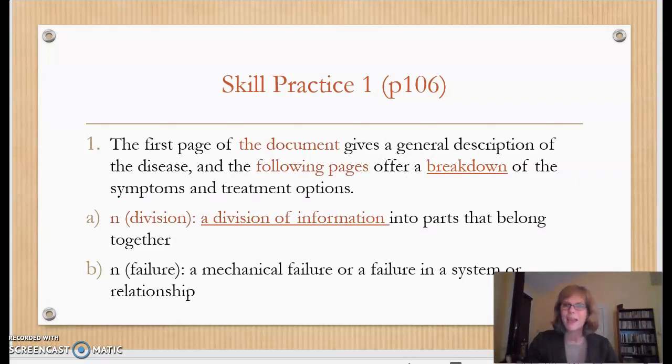So I would choose A, and I would say really the key words that gave me the clue were the document and the following pages. I see that I'm talking about symptoms, treatment. Yeah, A fits. It's talking about information. By the way, here I would say it offers a breakdown of these symptoms instead of a breakdown. So this one I would use down as my stress, a breakdown of the information.